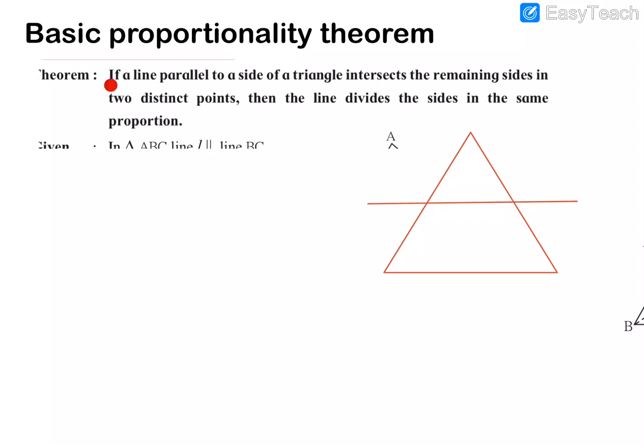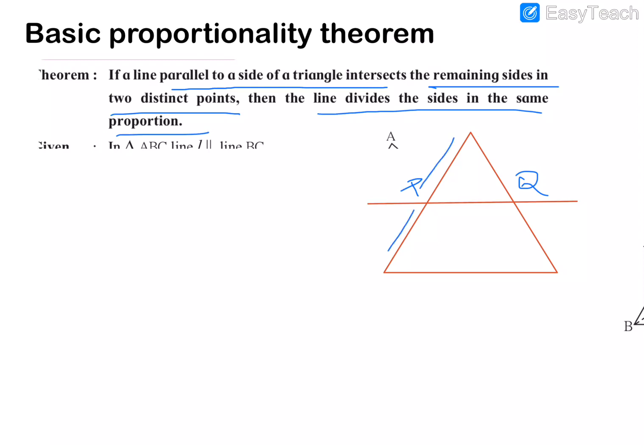So the statement of the theorem is: if a line parallel to a side of a triangle intersects the remaining sides at two distinct points, which we can name P and Q, then this line will divide the sides in the same proportion. It will divide this side, and the ratio to the other side will be equal. So this is the statement of the theorem.